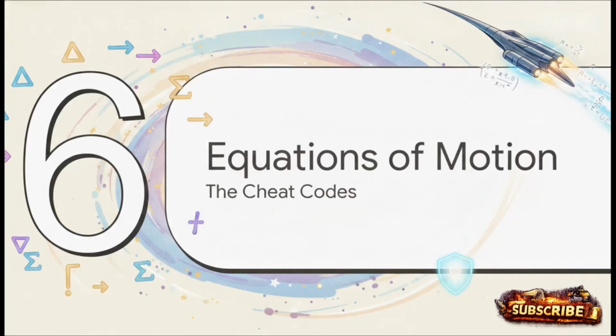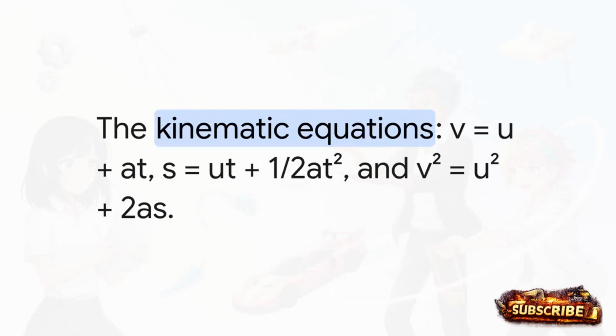Finally, let's dive into Section 6, the equations of motion, the universe's cheat codes. When an object is moving in a straight line with a constant, uniformly accelerated motion, we unlock these three kinematic equations. These are beautiful, structured formulas that relate initial velocity u, final velocity v, acceleration a, time t, and displacement s. By knowing just a few of these variables, you can calculate the rest and predict exactly where an object will be or how fast it'll be going at any future time.